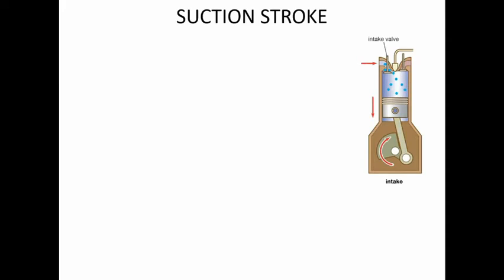Now that we know the processes, we will go on with the analysis of the PV and TS diagrams. The suction stroke is the first. In this case, the intake valve opens and air comes into the engine cylinder, and the piston head moves from top dead center to bottom dead center. You can see the arrows here. Here you can see the piston head moving from top dead center to bottom dead center.